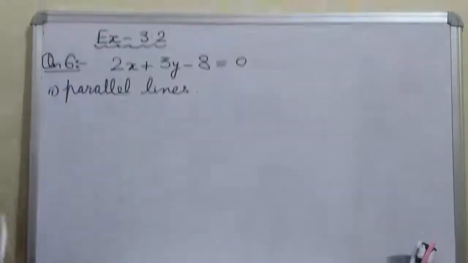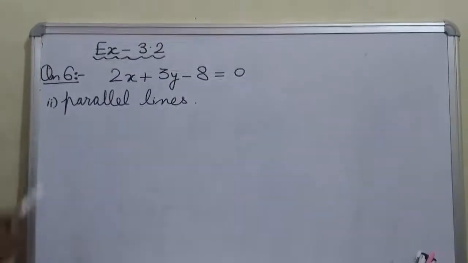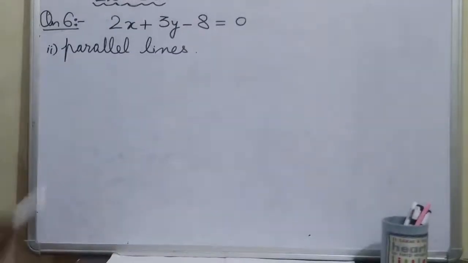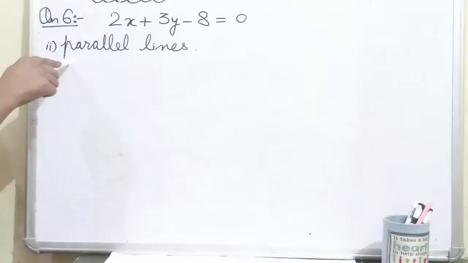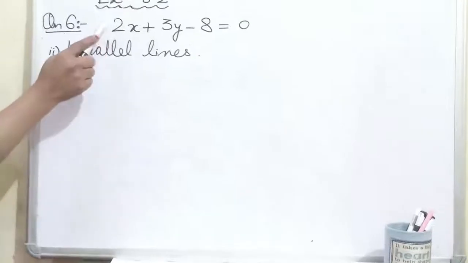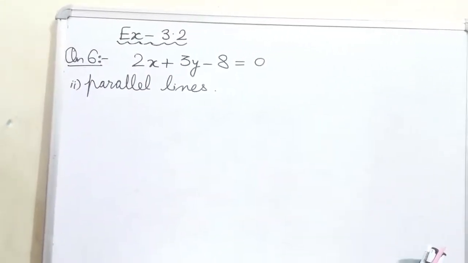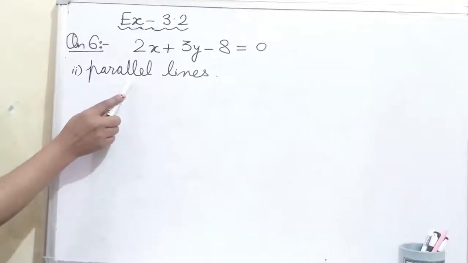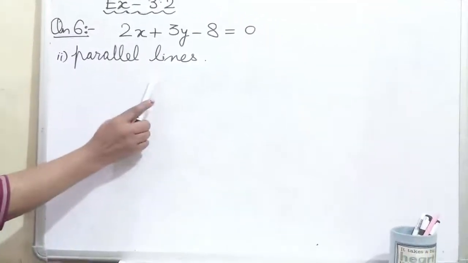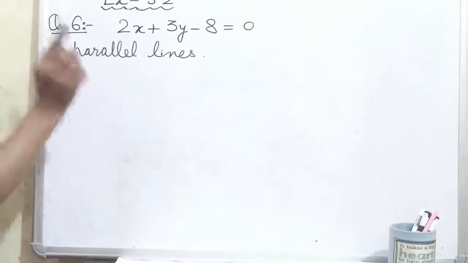Okay, now exercise 3.2, question number 6, but part number 2. As we have discussed in part number 1, he asked us to write one more equation with this equation such that the lines will be intersecting lines. In the same way, this time we have to give one more equation, but the lines should be parallel lines this time.